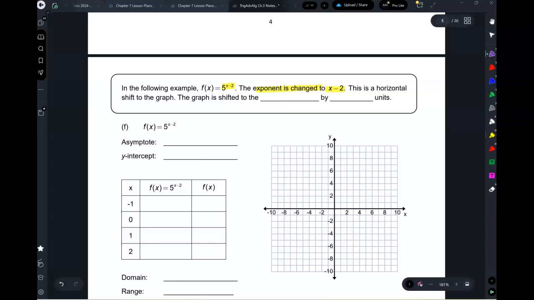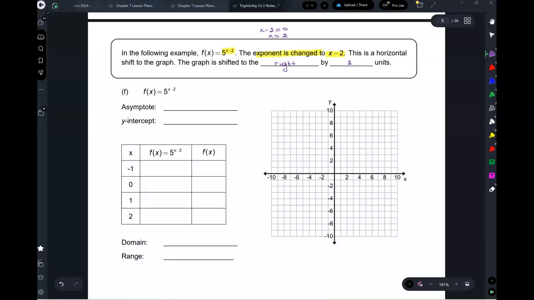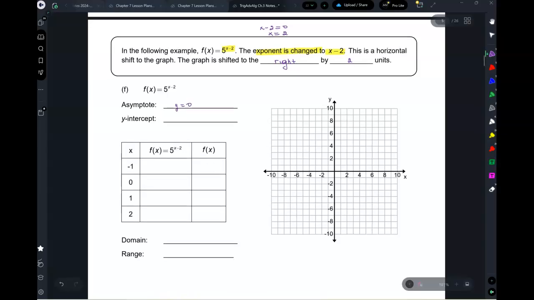So how do you know which way you've shifted? In the case of an exponent, you take your exponent, set it equal to 0, and solve for x. So x is positive 2. Because it's positive 2, we say it's shifted to the right by 2 units. Okay. Now, the shift is happening right, left, not vertically. So the asymptote is still at y equals 0.